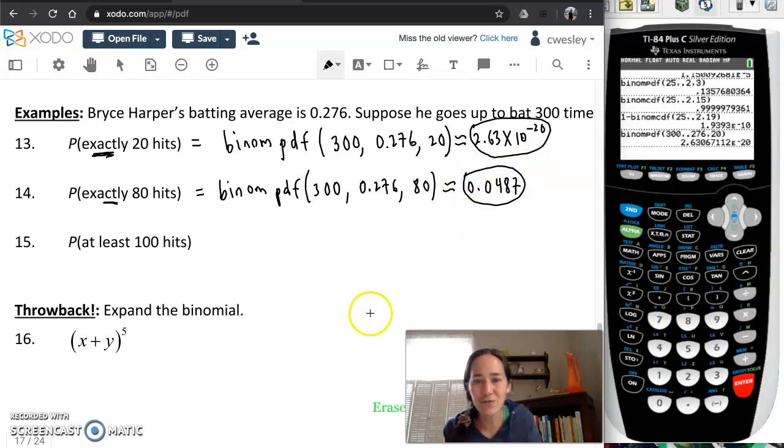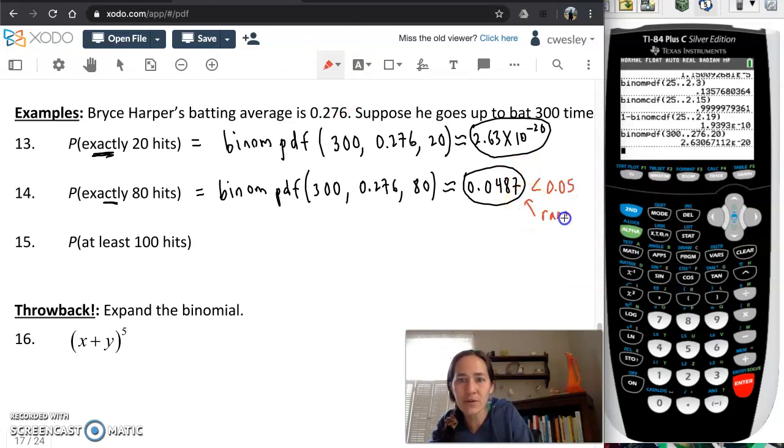There is this informal rule I can tell you about that says that if you get a probability that's below 5%, so below 0.05, they call this a statistically rare event. We're going to say it would be rare, just misses the cutoff for a usual event, that he would get exactly 80 hits in 300 at-bats. Now, what about these at least and at most?